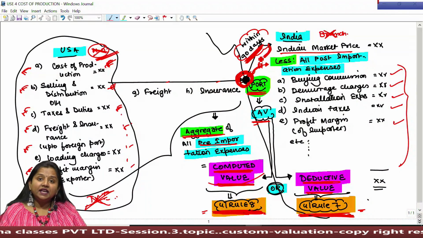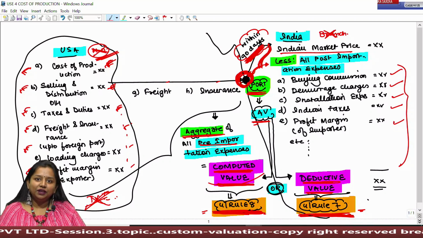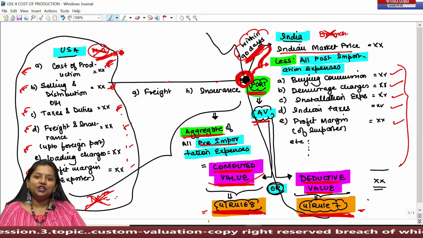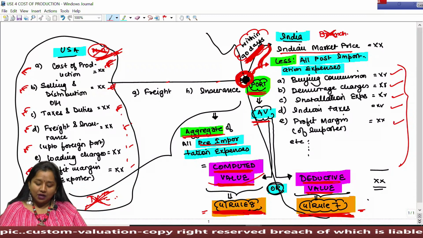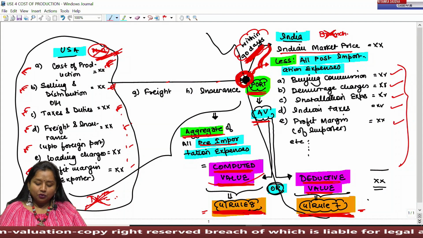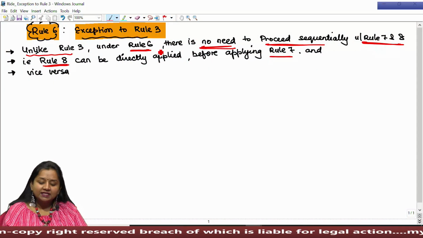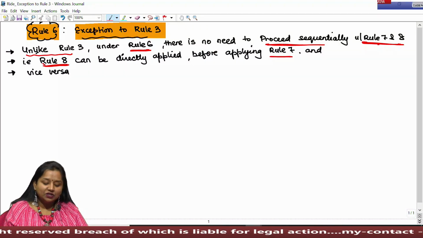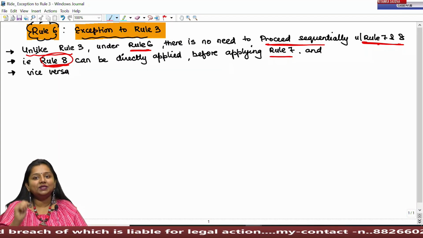However, if such goods do not get sold in the Indian market within 90 days from the date of their importation, and the exporter is not ready to share his breakup cost with you, that is, neither rule 7 nor rule 8 can be applied, although rule 6 says that there is no need to proceed sequentially under rule 7 and rule 8.